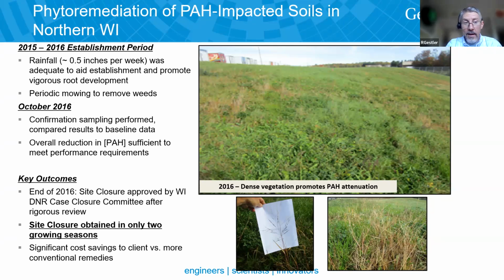And I'm pleased to say that within 2 growing seasons, the overall reduction in PAH concentrations was sufficient to meet the performance requirements that had been set out by Wisconsin DNR. As a result, that agency granted us full site closure after only 2 growing seasons. I think that really speaks to how quickly this approach can be effective and can close the site. Only 2 growing seasons, and of course we saved a tremendous amount of money for the client as opposed to some much more costly remedial alternatives.